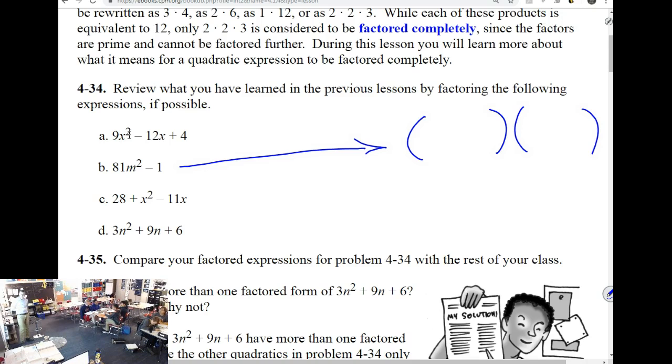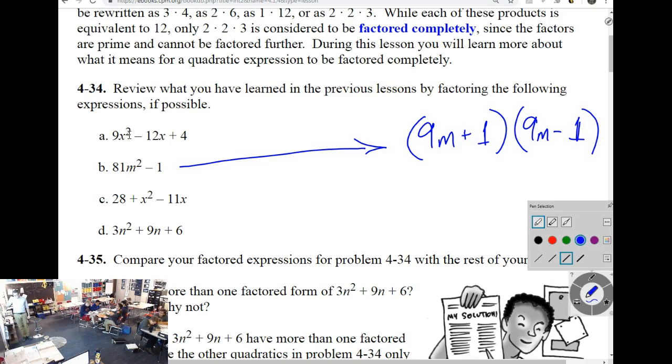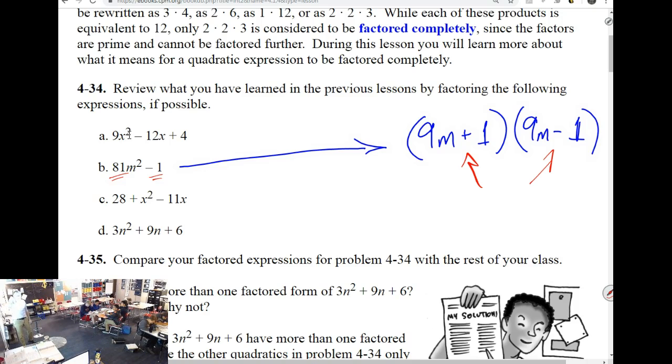I'll help you through this one, but then I want to give you time for A, C, and D. This becomes 9M plus 1, 9M minus 1. You flip it, but then flip the sign in the middle. That is why it's difference of squares. Your coefficient here is a perfect square, and your value out here is also a perfect square, but it's negative, so we have to break it apart into one positive, one negative, root, quote unquote, because 1 is the root of 1.